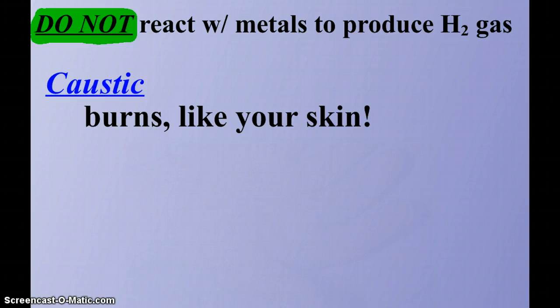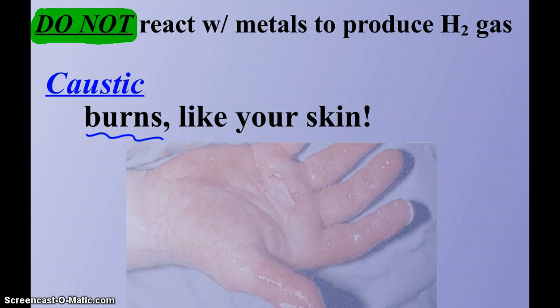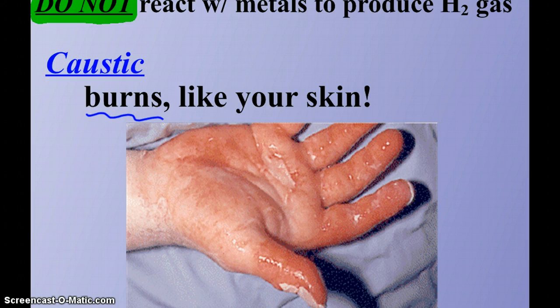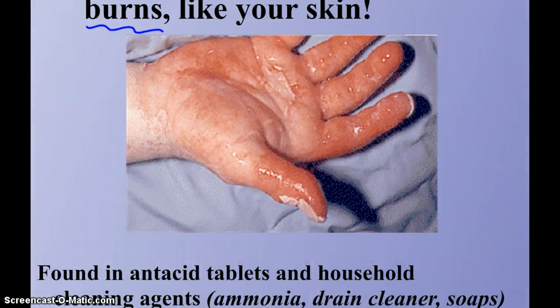Bases do not react with metals to produce hydrogen gas. The acids did. And whereas acids are corrosive, bases are what we call caustic, which means burning. And so if your skin comes in contact with a strong base, you can get quite a bad caustic burn. And essentially it's like a burn from heat, but it's a chemical burn, and you can see some of the same effects to the skin.